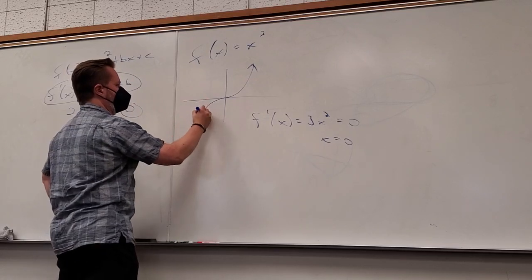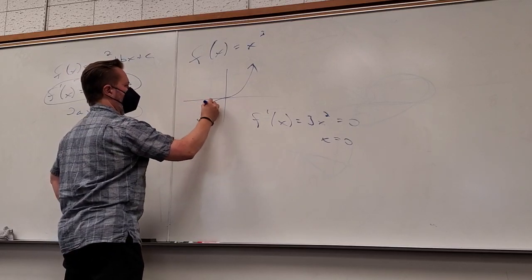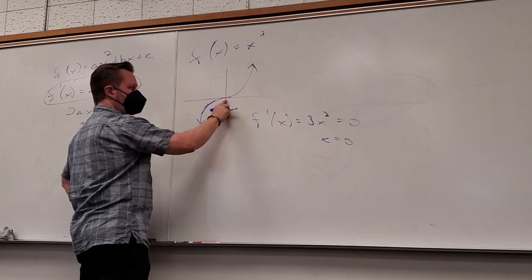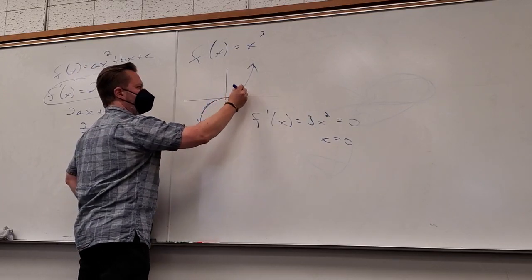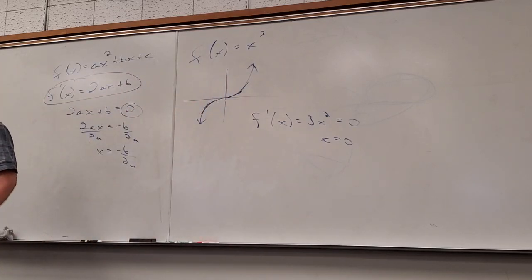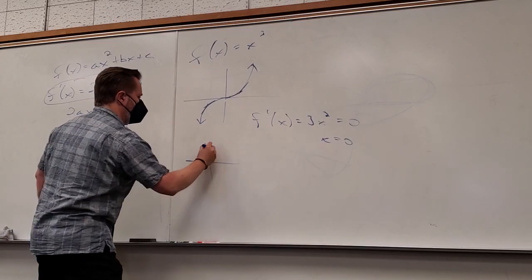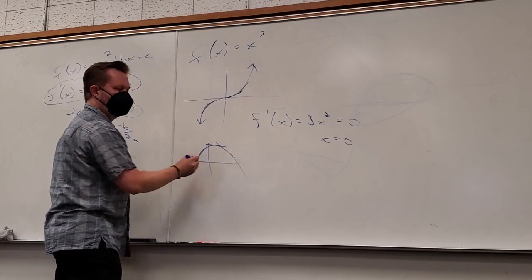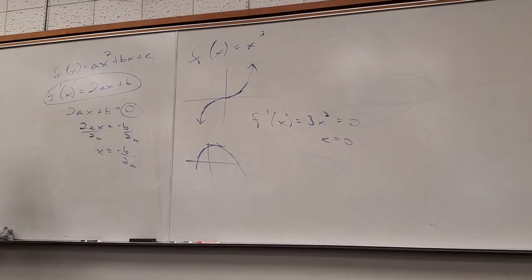So what's true about the slope back here? Positive. And then, of course, right here it's 0. And then after that it's positive again. So the sign of the slope didn't change. If it's truly a max or a min, the slope, of course, is positive there, negative there.